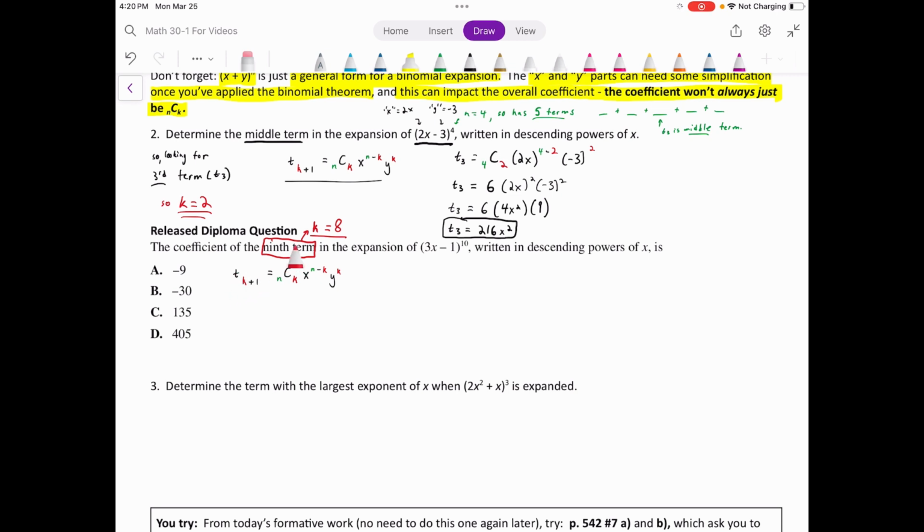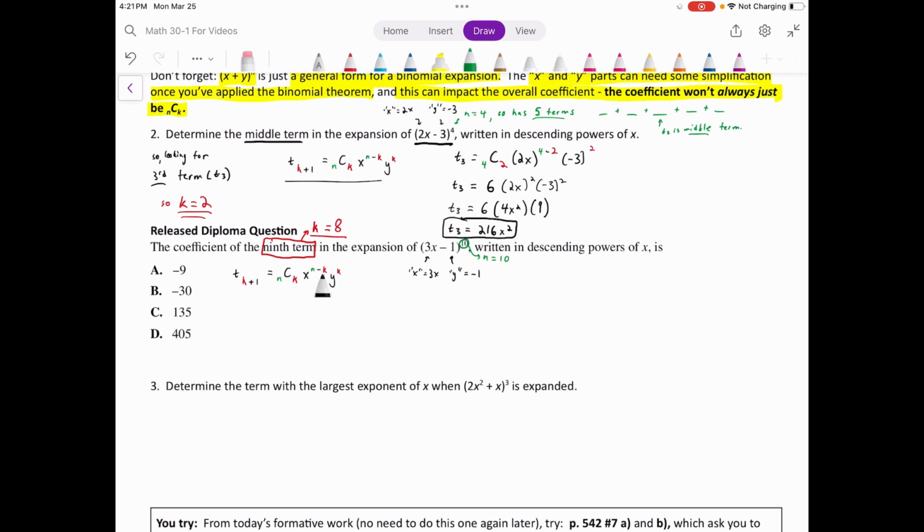How do we find T9? Well, k would have to be 8. That would give us 8 plus 1. We'd be finding the 9th term in the expansion of, okay, 3x minus 1 to the power of 10. So the x that we're going to put in here, right, the first term of the binomial is 3x. So our x is 3x. And what's our y? The second term, what we're going to put here, careful, it's negative 1. Okay, written in descending powers of x. Oh, and it's to the power of 10, so that is our n. N is 10. Okay, and we're ready to go, right?